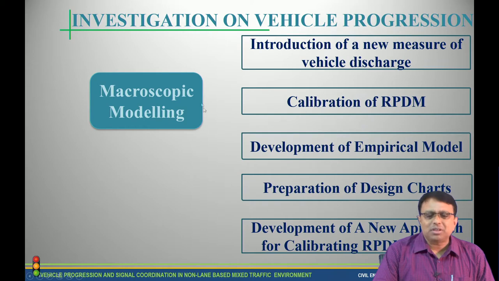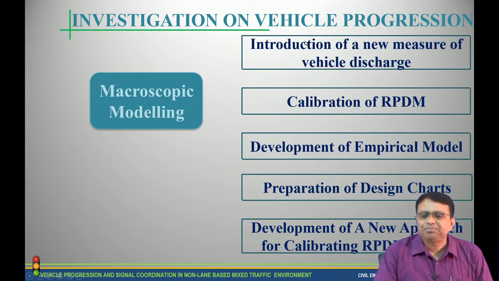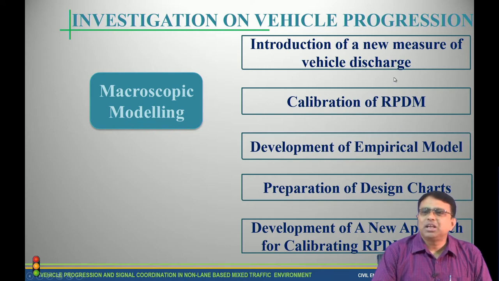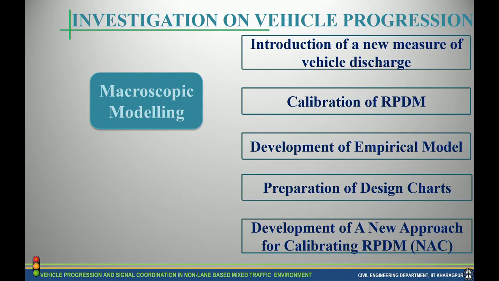In the macroscopic modeling part of vehicle progression, we introduced a new measure of vehicle discharge. Most of you know that we use saturation flow, how saturation flow is defined and how it is measured. But again, our cases don't exactly follow lanes; the lane behavior is not there. So, if we say the saturation flow is so many PCUs per hour per lane, that probably is not very rational. So, we came out with a new measure for vehicle discharge, and this was quite appreciated and got published also. That's where we made a contribution.